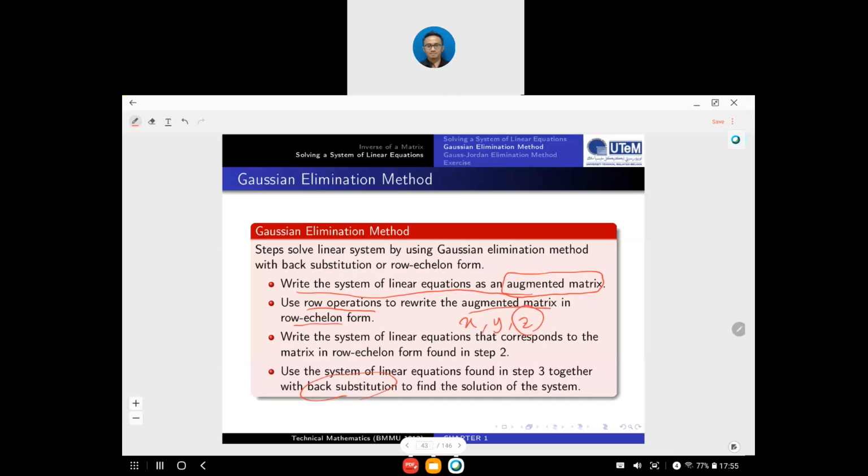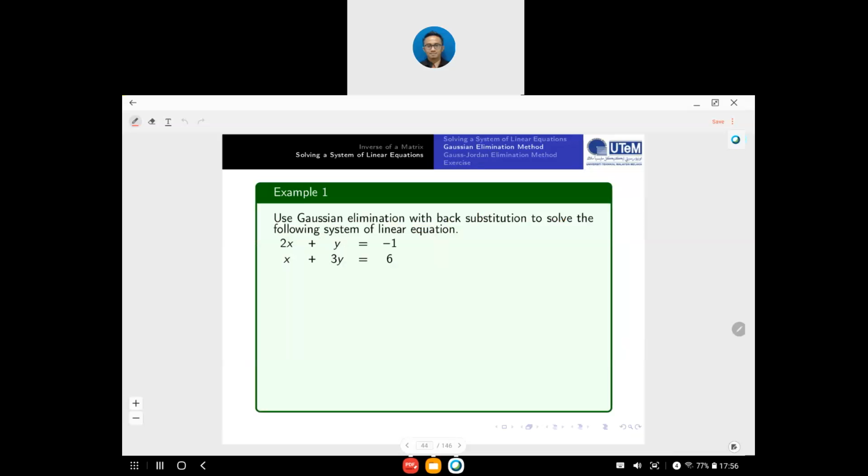Okay? If you have a matrix, let's say like this, and then change to augmented, this one is diagonal, and below here is 0. So that one we are using back substitution method. We only change the ones below so that they are zero. Okay? That one we call back substitution. For example, use Gaussian elimination method with back substitution to solve the following system of linear equations.